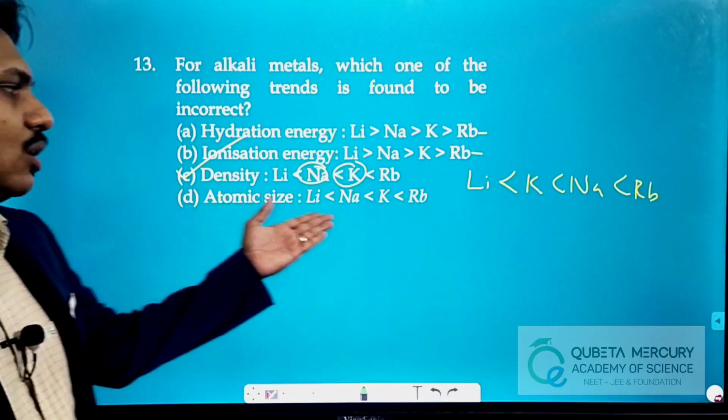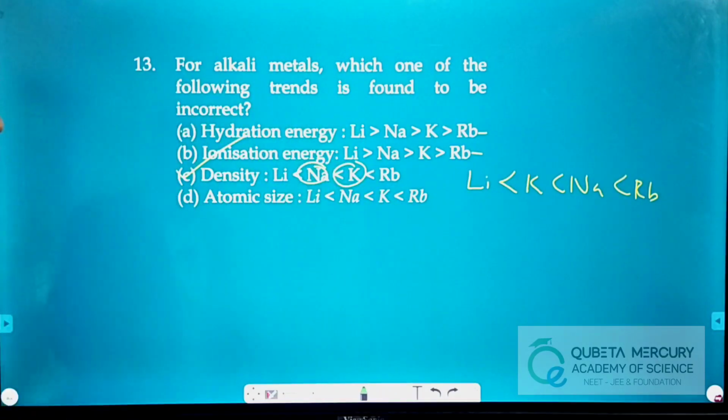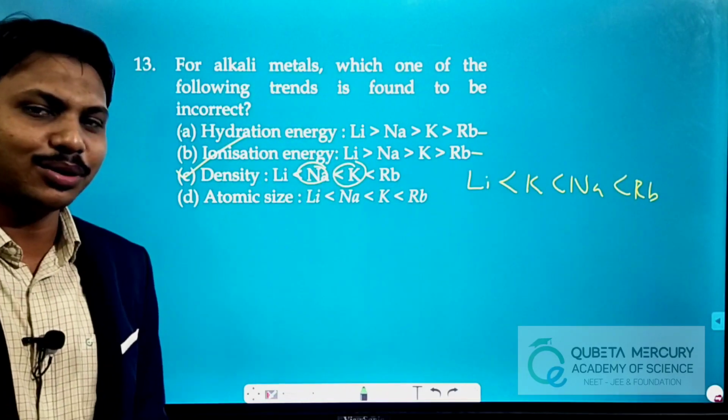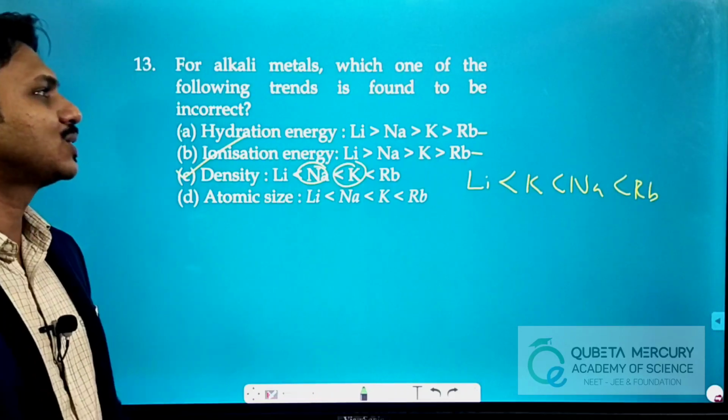Okay, atomic size increases down the group, so statement 4 is also right. Are you clear, my dear students? Moving on to the next question.